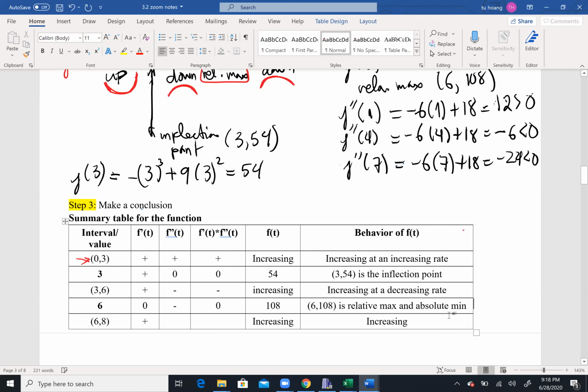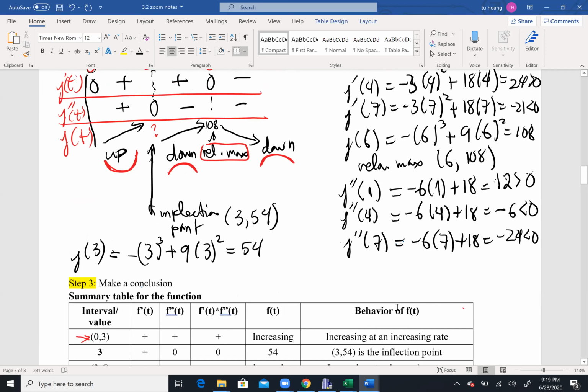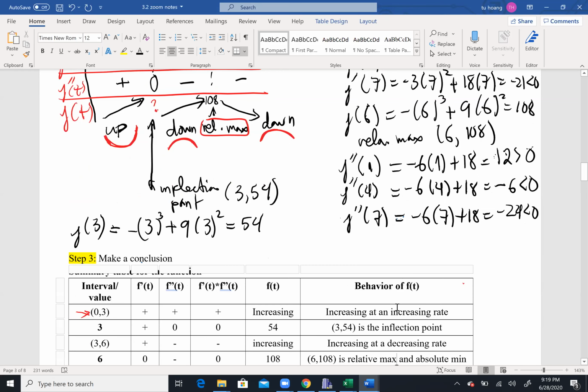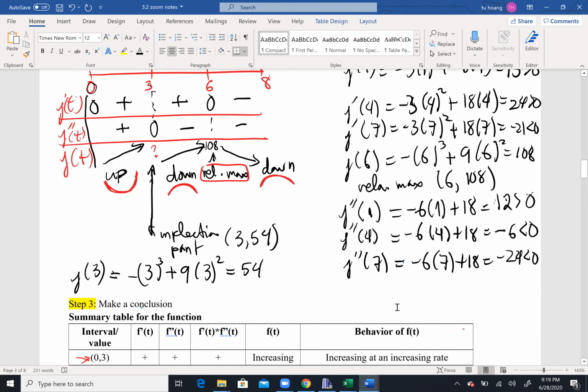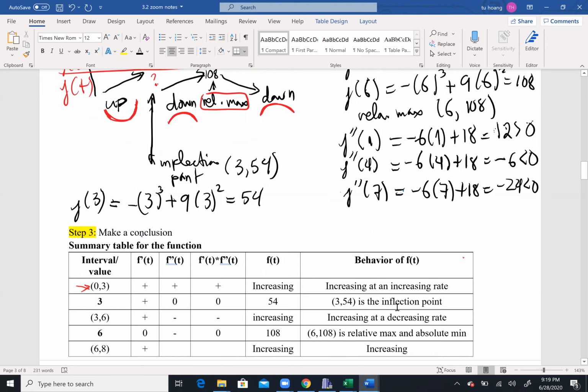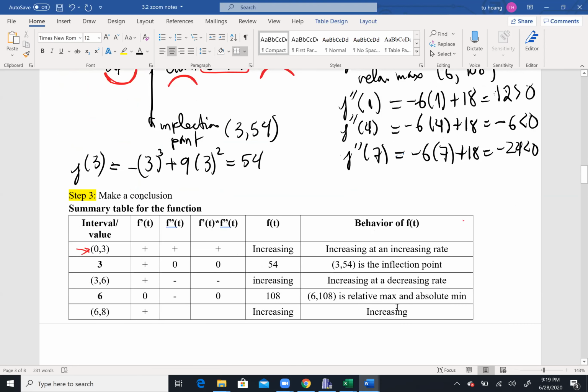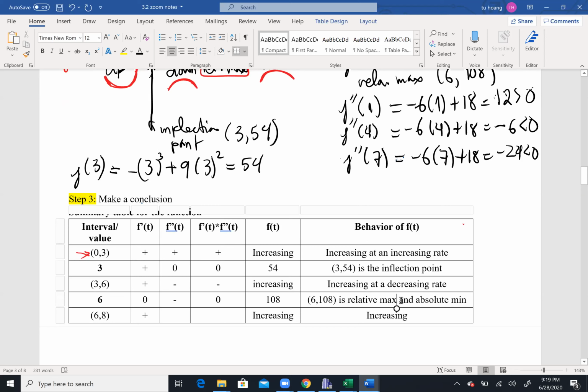In this one I don't really care about the absolute maximum, but if you want to draw it, you can see it should be the absolute maximum, but I don't want to care about the absolute maximum in this case.